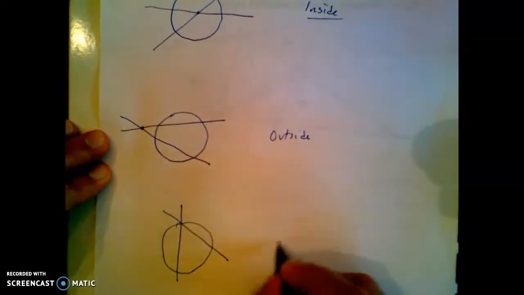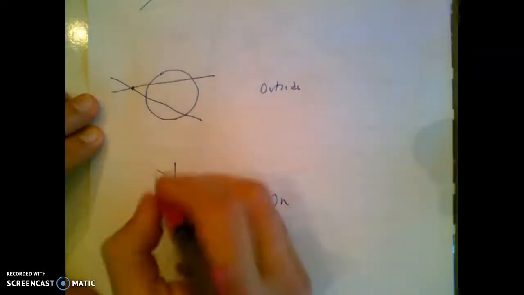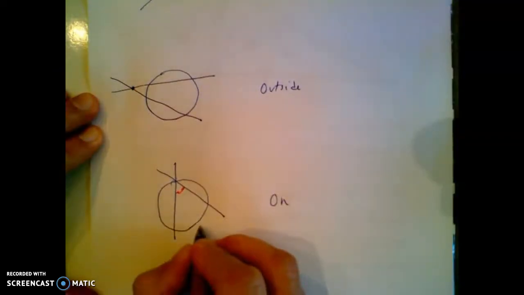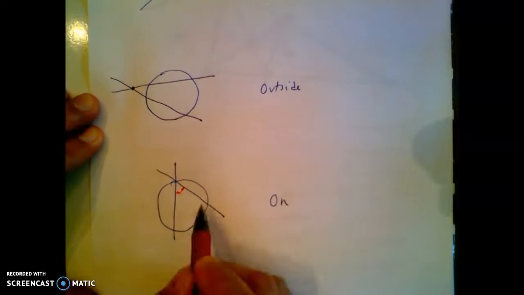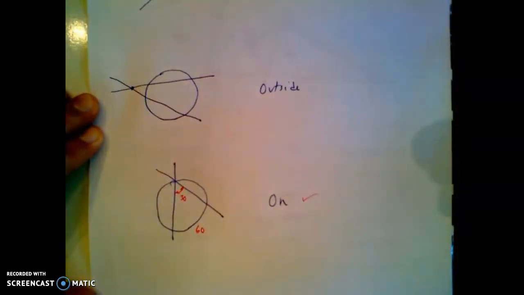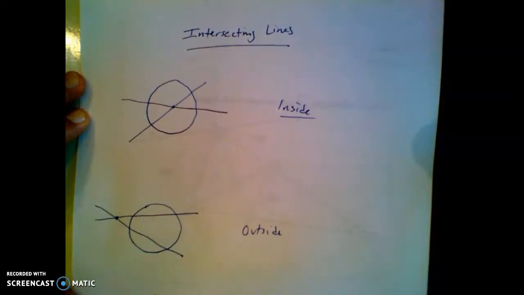So one of these we've already covered, and that's when the intersection is on the circle. When the intersection's on the circle, it creates this inscribed angle, which, if you remember, is half of the arc it makes. So if that's a 60-degree arc, that would be a 30-degree angle. So we kind of covered that scenario. What we're going to focus on today is when the intersection's on the inside and when the intersection's on the outside.